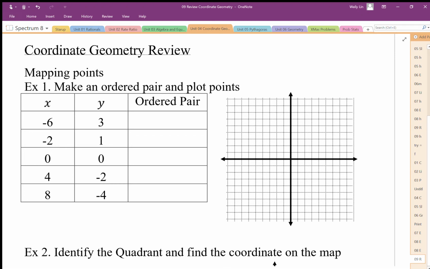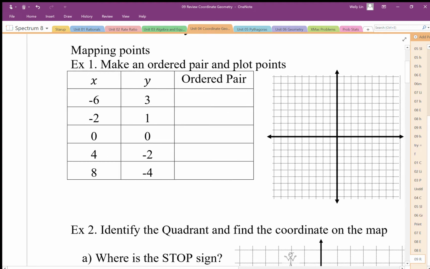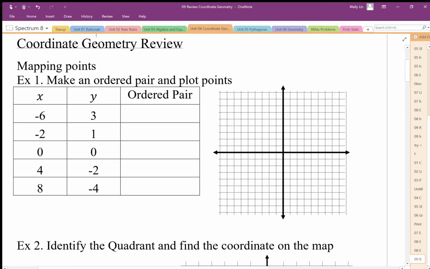So when we look at coordinate geometry, we want to find a pattern, okay? And to find the pattern, we need to be able to plot points in the coordinate plane. So we want to write these as ordered pairs. So when you have -6, +3, I need to write those as an ordered pair. We write ordered pairs like this: (-6, 3). Make sure you understand how to write these coordinate pairs.